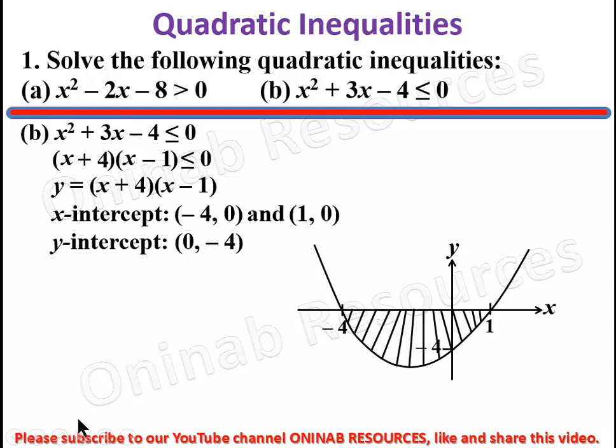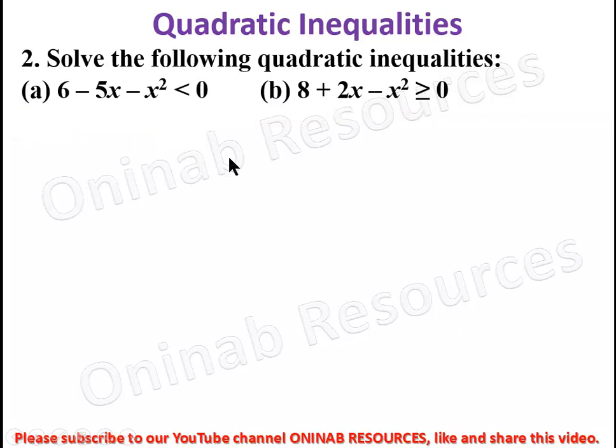So we now get the solution set of x such that negative 4 less than or equal to x less than or equal to 1. So it means from negative 4 to 1. This is the inequality which satisfies the range of values for which x squared plus 3x minus 4 is less than or equal to 0. So we go to problem 2.